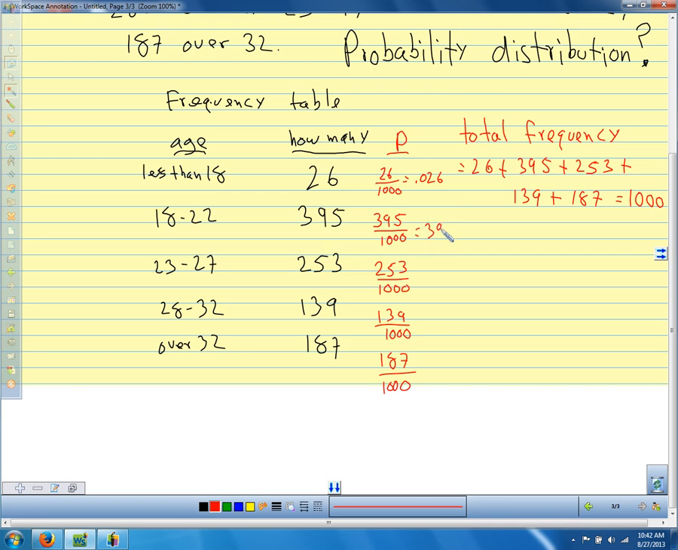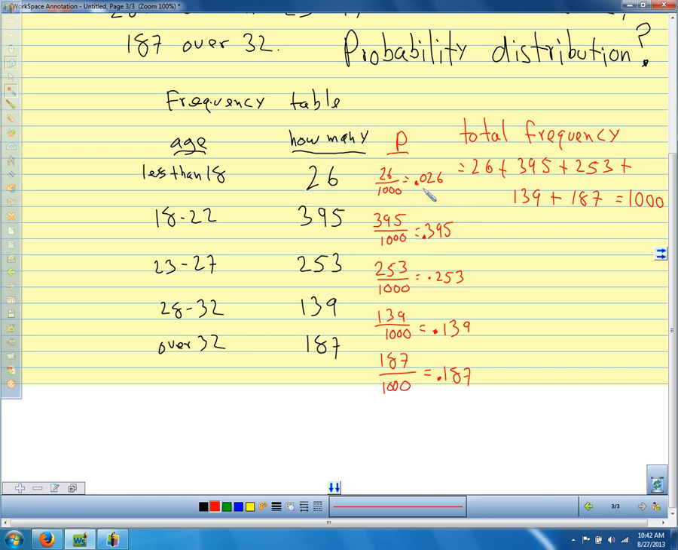0.395. 0.253. 0.139. Calculating all these out. And 0.187. And if you get a number, remember our probability is always a number between 0 and 1. So if we got something bigger than 1, we'd know we'd made a mistake.